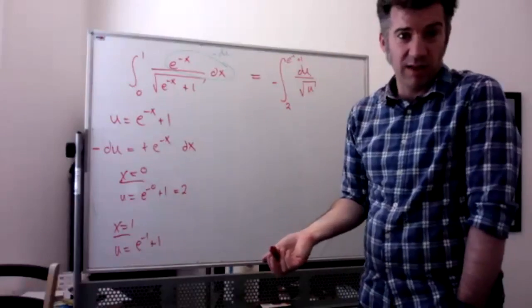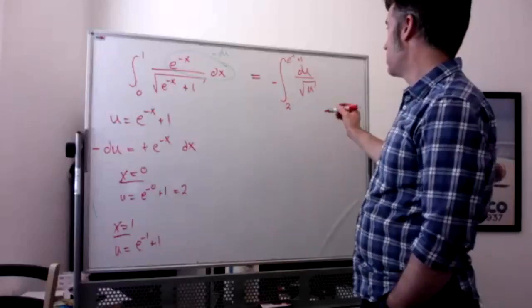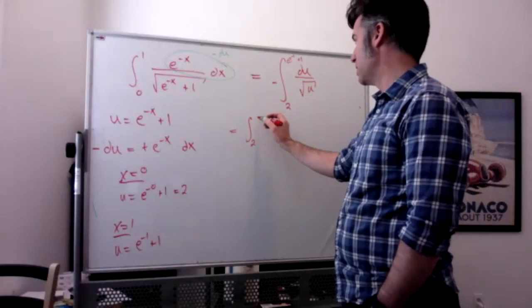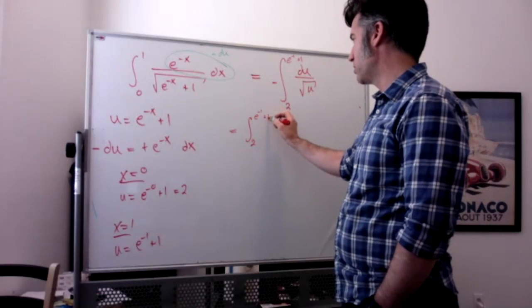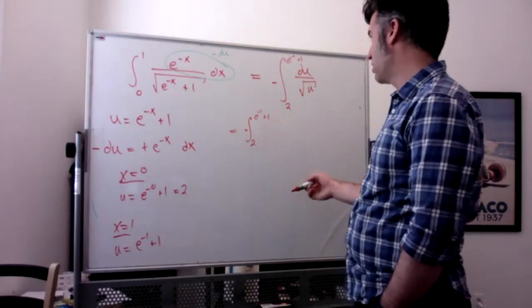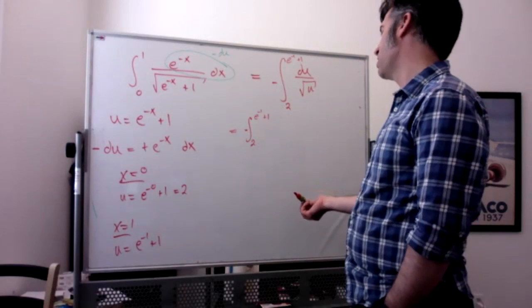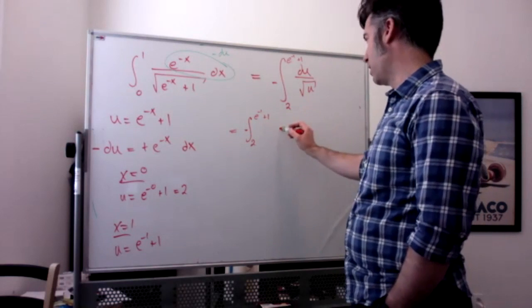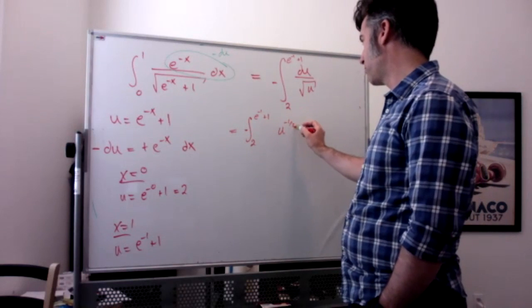Okay, it's not pretty. Sometimes the integrals aren't pretty. So I'm going to rewrite this as the negative integral from 2 to e to the negative 1 plus 1 of u to the negative 1/2.